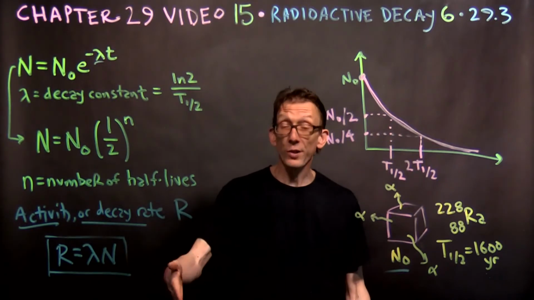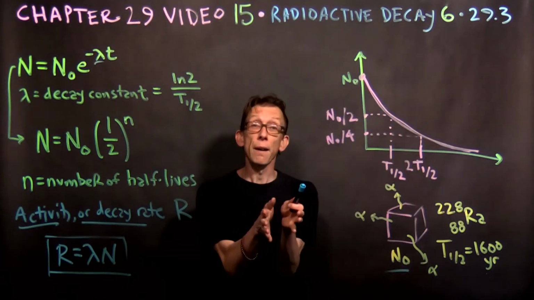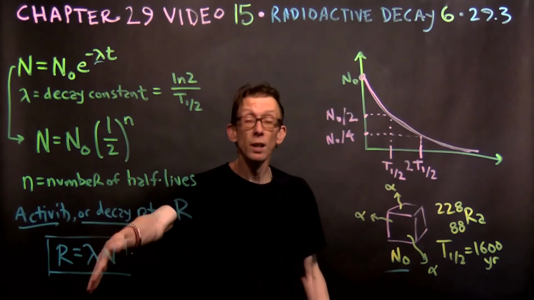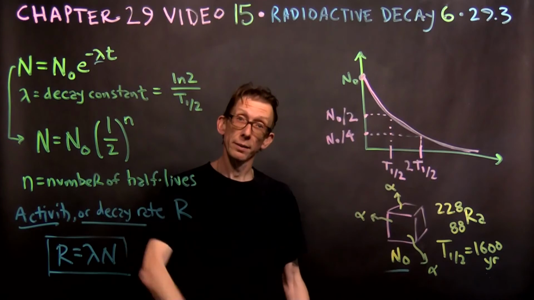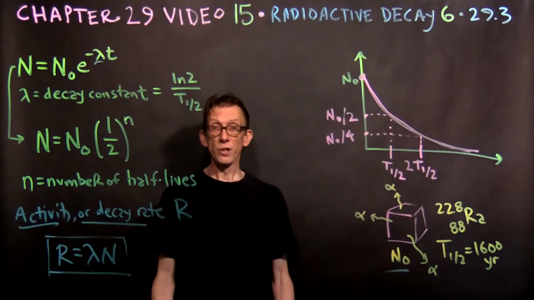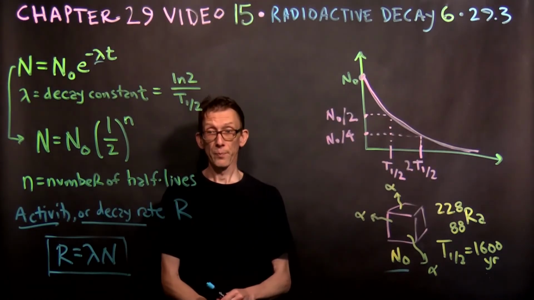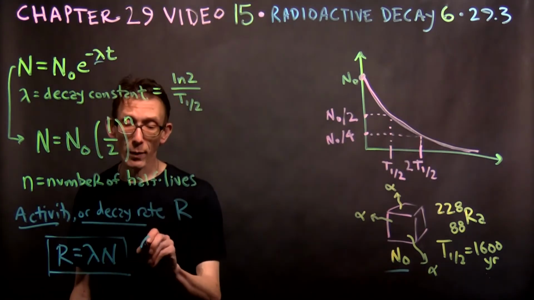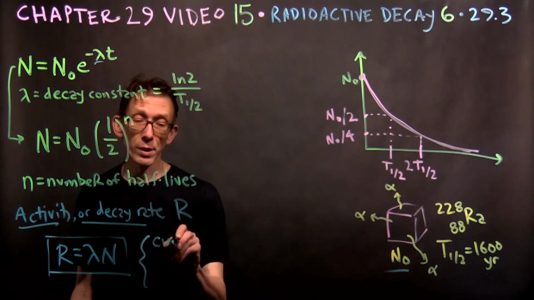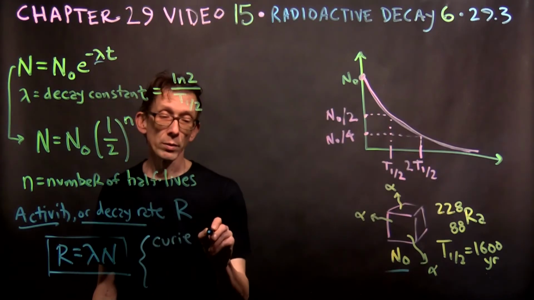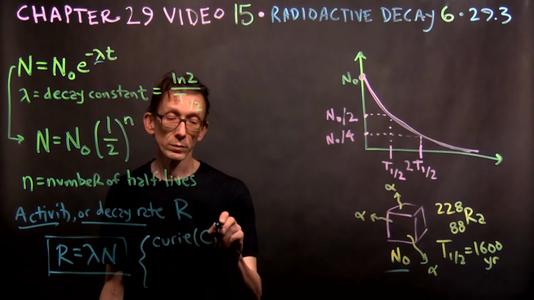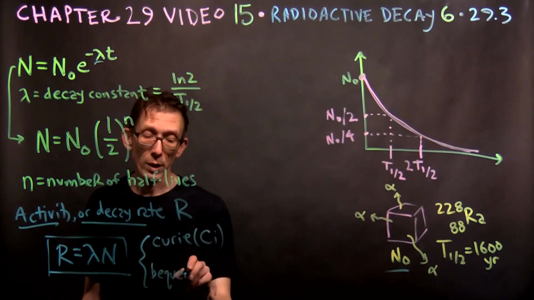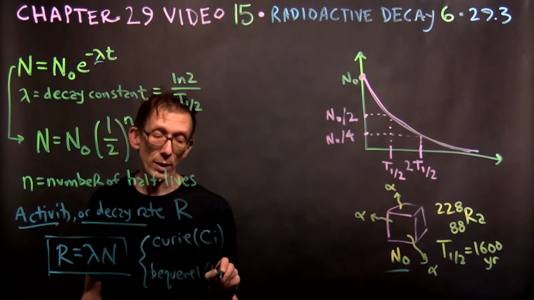Because it converts the number of particles you have into a rate. If you multiply by lambda, you get the number of decays per second, which is handy. That's the decay rate. And there are 2 units that are often used for decay rate. One is known as the Curie, or Ci, and one is known as the becquerel, Bq.